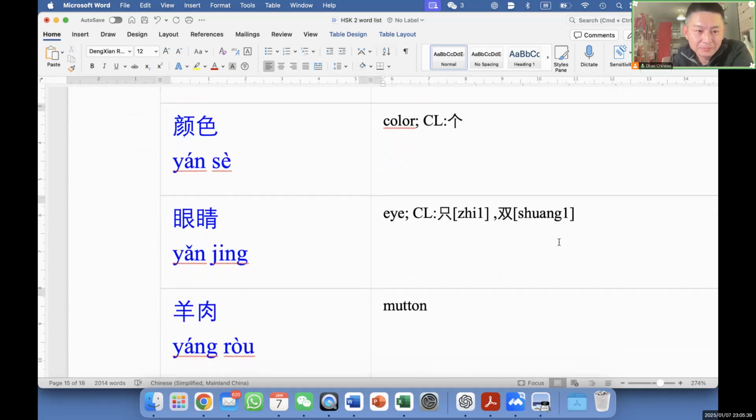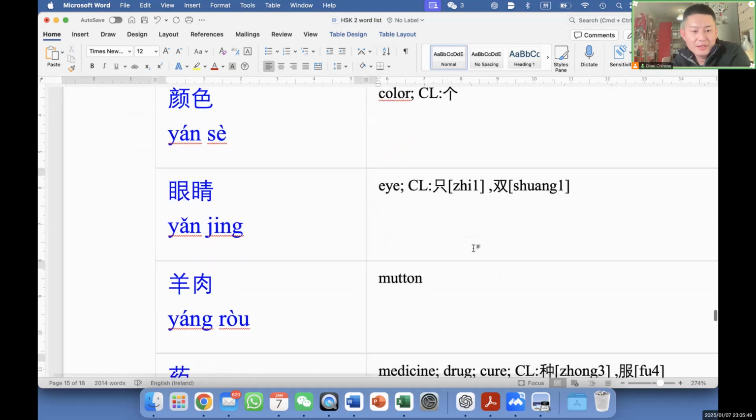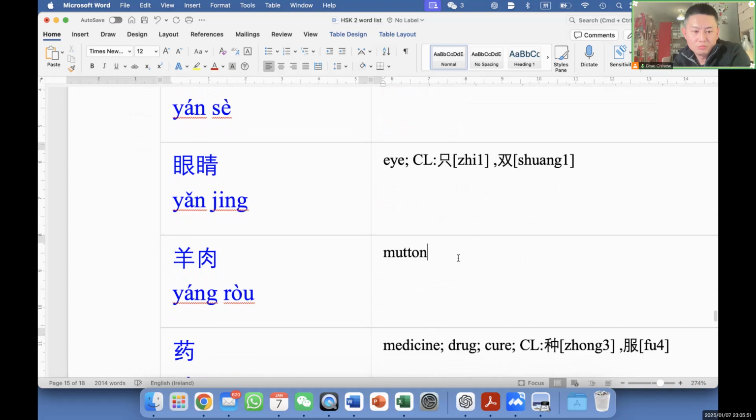眼睛, eyes. Can you see the reticle there? Those two, right? Those are eyes. So 一只眼睛, one eye, 一双眼睛, a pair of eyes. 眼睛. 羊肉, sheep meat, mutton.